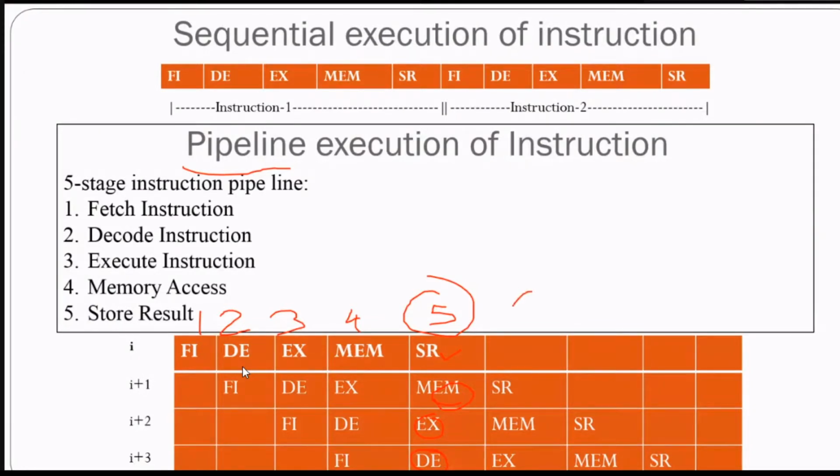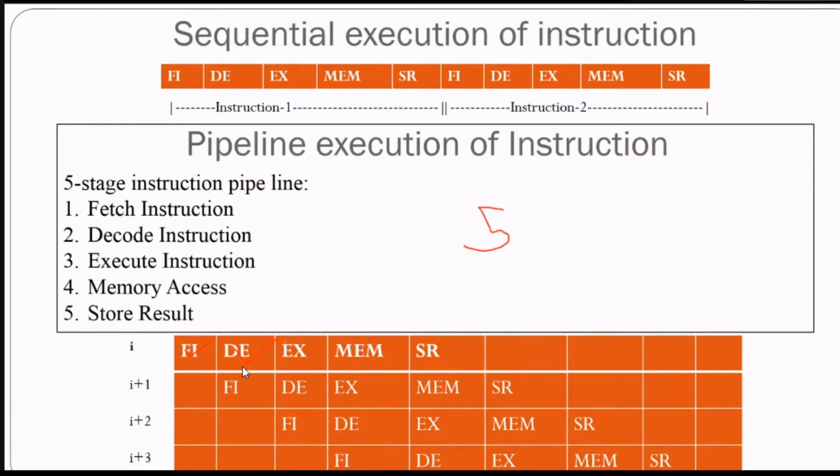Now at the end of 6 minute, what will happen? 6 minute के end में क्या होगा? आपकी पहली instruction complete हो जाएगी. So this instruction will be completed. Okay, and this instruction is there in your store result phase. This instruction is there in memory. So like this. So if you will observe, so only first instruction will take 5 minutes.